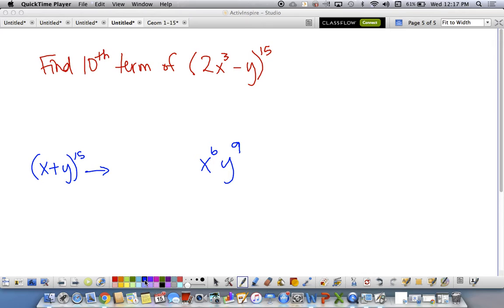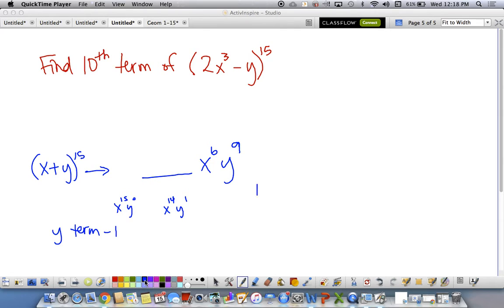So sometimes I have to go x to the 15th, y to the 0. That's the first term. X to the 14th, y to the 1st. That's the second term. Sometimes I do have to think about that in my pattern to remember the term minus 1 will give me what the y exponent is. And now find the coefficient. So the 10th term minus 1 would give me my y value.